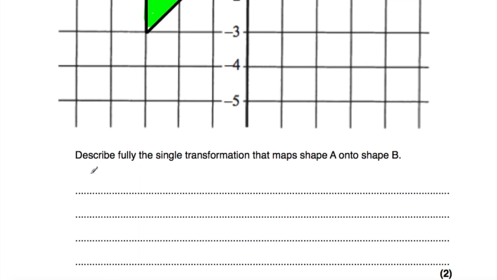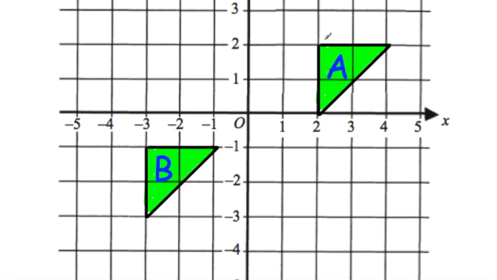So let's write that down. We would just write down a translation to begin with, just to make sure we know that the transformation is a translation. It has been slid by, and then we need to write the translation vector. How do we get from A to B?